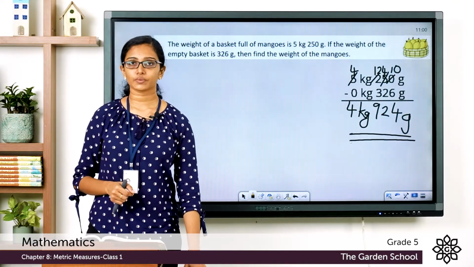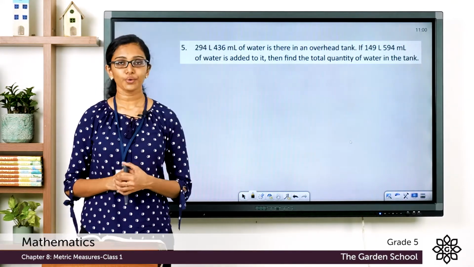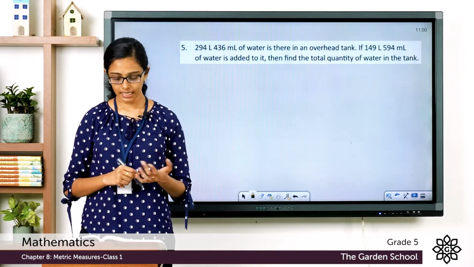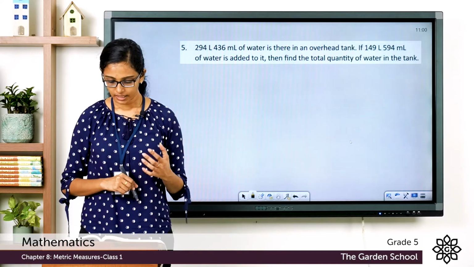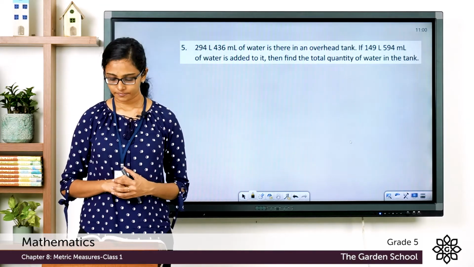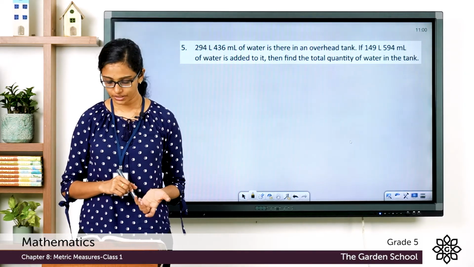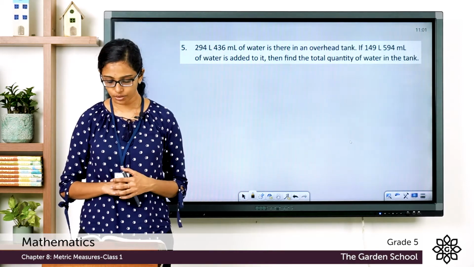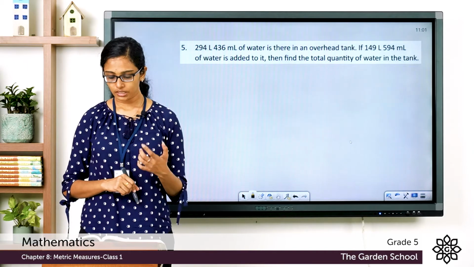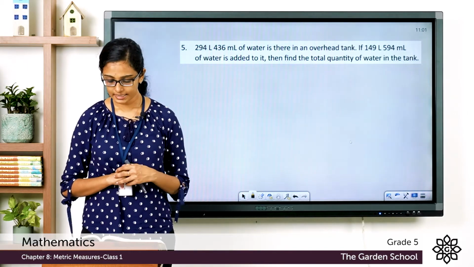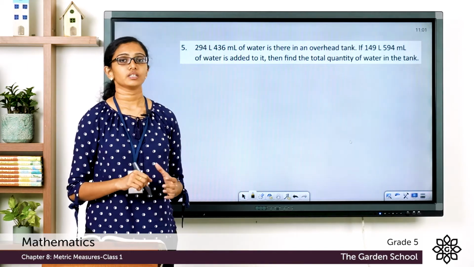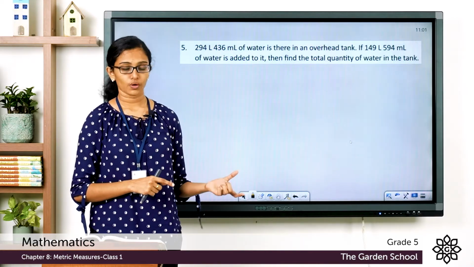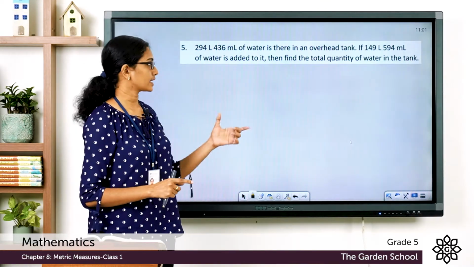Let's see the next question. There are 294 liter 436 milliliter of water in an overhead tank. If 149 liter 594 milliliter of water is added to it, then find the total quantity of water in the tank. So there is this tank which already has 294 liter 436 milliliter of water in it.